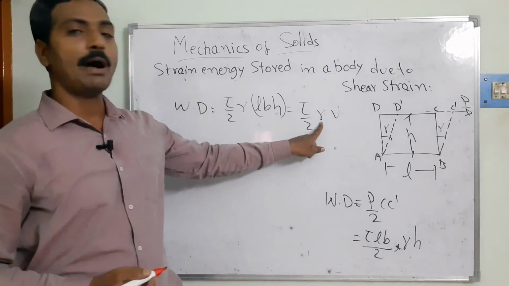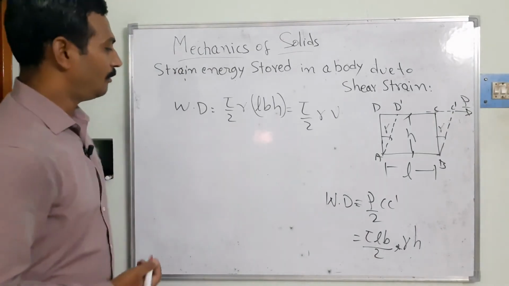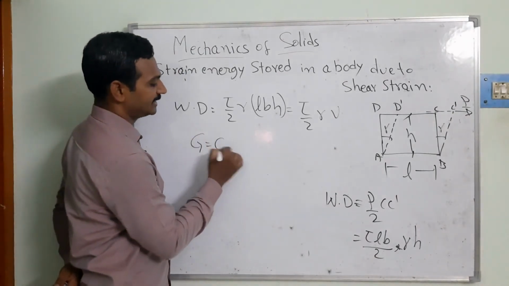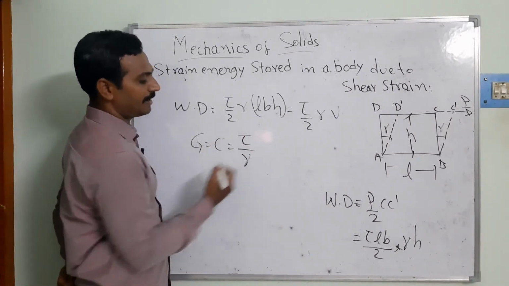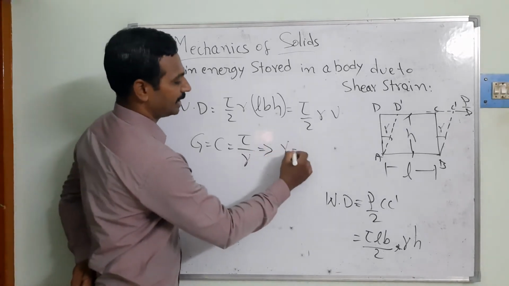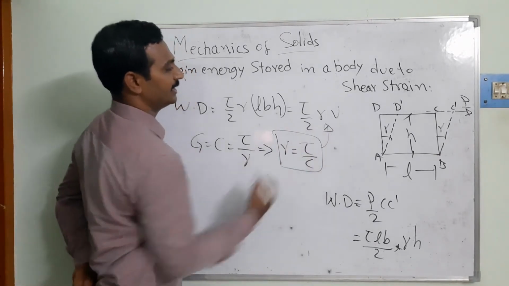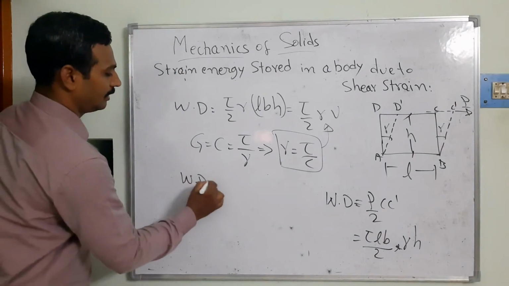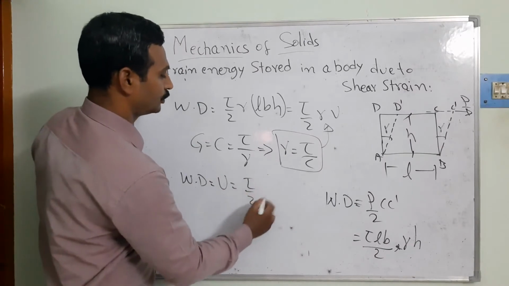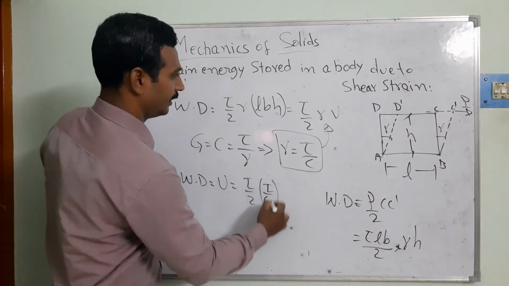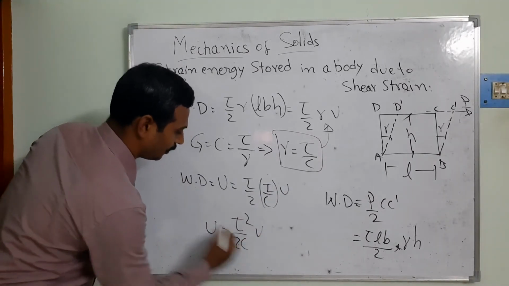In this case, I want to rewrite gamma in terms of another equation, relating shear stress and the modulus of rigidity. That's going to be C, the modulus of rigidity, which is equal to shear stress by shear strain, that's tau by gamma. From simplification, gamma is equal to tau by C. Substituting this value in the equation, the work done, or strain energy due to the shear stress or shear strain, is equal to tau by 2, gamma is equal to tau by C, into volume. That is, the strain energy is equal to tau square by 2C into volume.